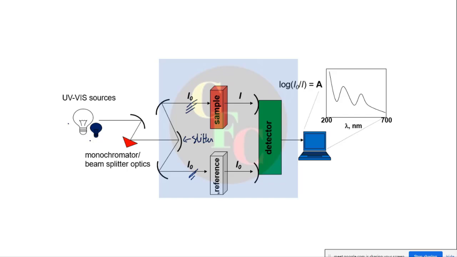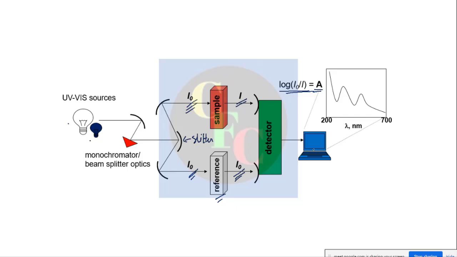What is coming out? The reference, which contains only the solvent, should not have any absorption. So theoretically it should give I0, the same intensity, but the sample is expected to absorb something. That's why it is called I, the reduced intensity. Both are detected by the detector, and this is given as log of I0 by I. What log of I0 by I is, and why it is called absorption, we will discuss in the last part.